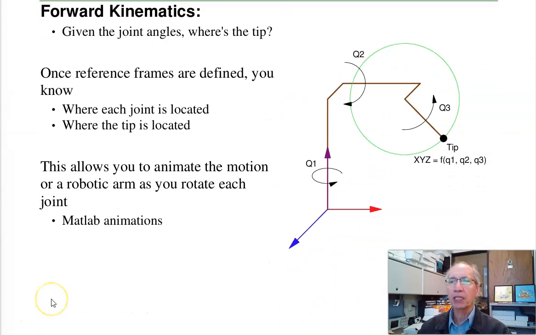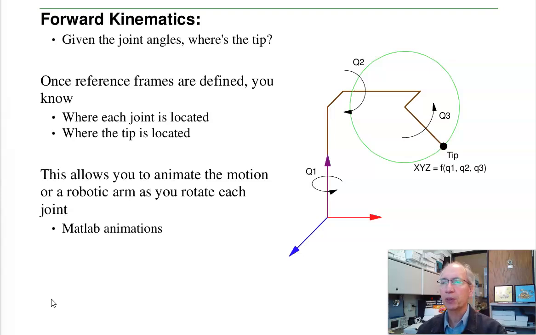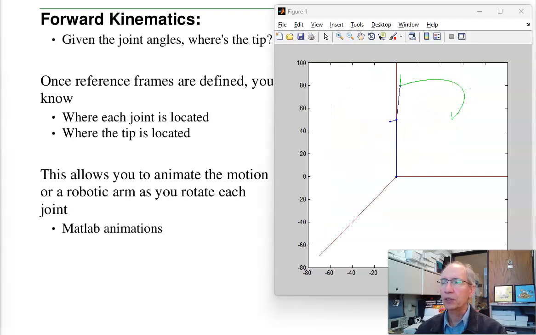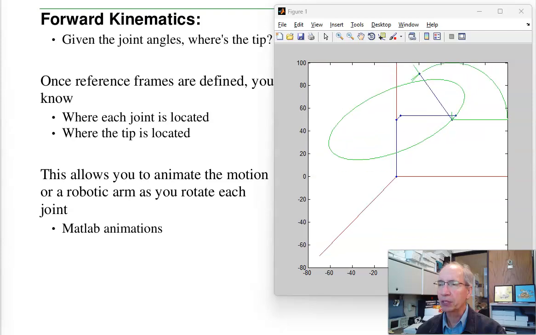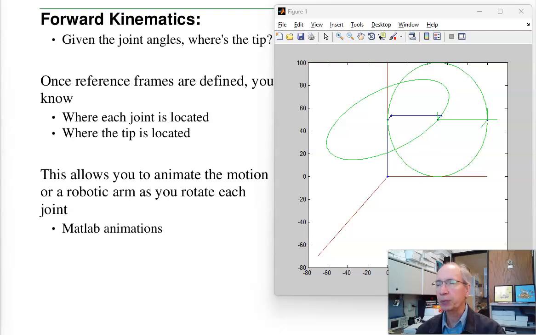Third topic we look at is, once we have reference frames, once we have translation rotation matrices, we start looking at forward kinematics. Forward kinematics looks at how to define where the tip is, given the joint angles. What that lets you do is, in this case, this is an RPR robot, rotate about the first link, translate about the second link, rotate about the third link. I know where the tip position is, given where the three parameters are. Rotation, translation, rotation. That's forward kinematics.